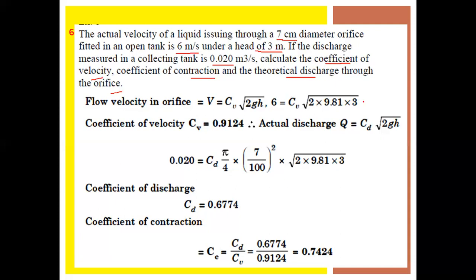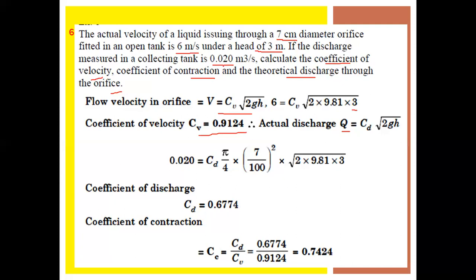Flow velocity in the orifice V is equal to Cv into root 2gh. What is the V here? V is equal to 6 meters per second. 6 is equal to Cv into root of 2 into g into h, where head is 3. Therefore, we have got the Cv value. Then what is the actual discharge? Q is equal to Cd into root 2gh. Therefore, Q is equal to, already given to us.